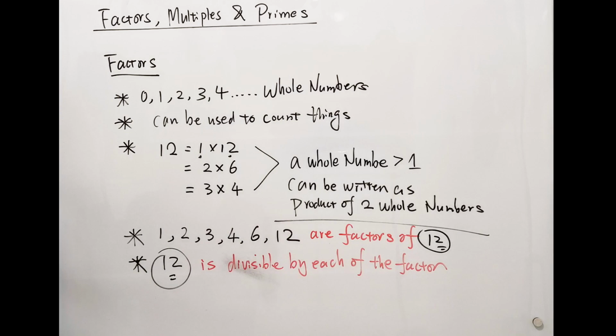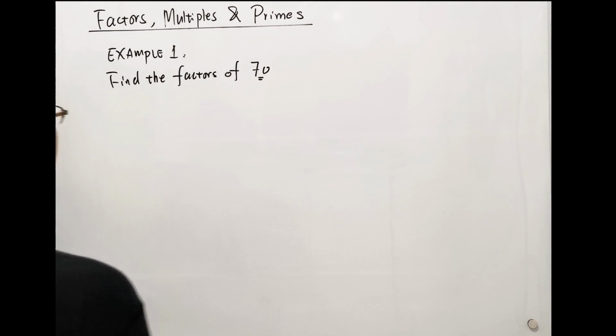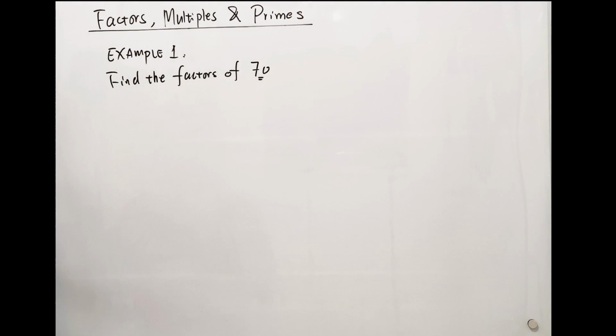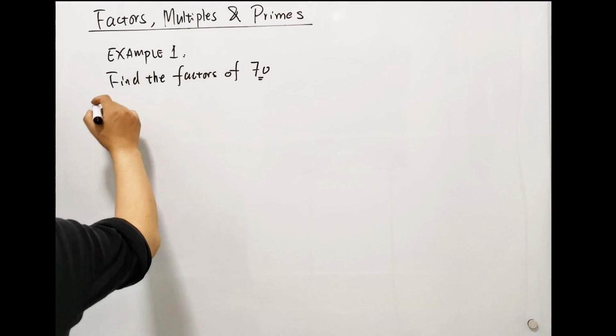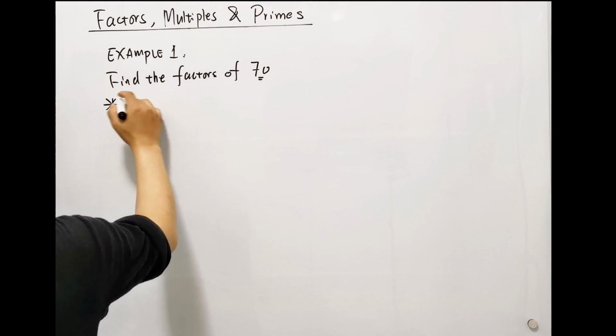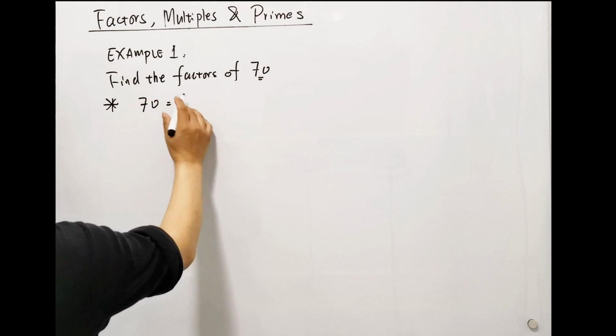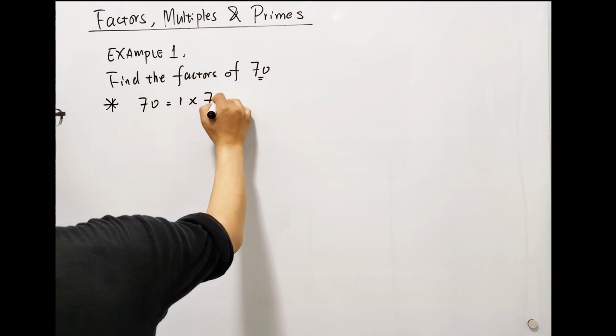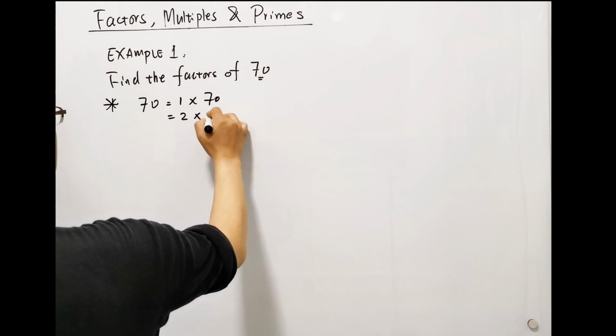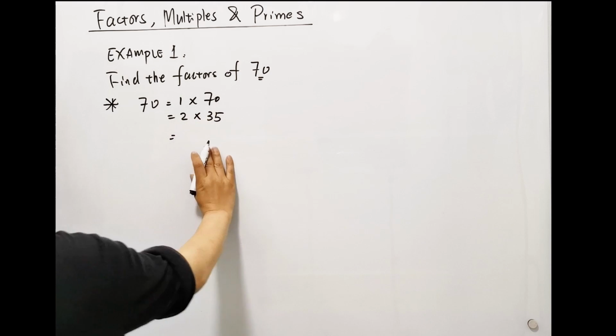Let's look at an example. Example 1: find the factors of 17. Let's look at the solution. For 17, basically we have 1 times 17. Then 2 times 35. How about 3?